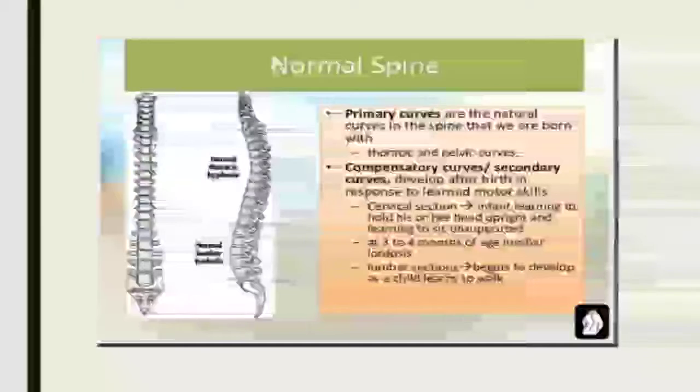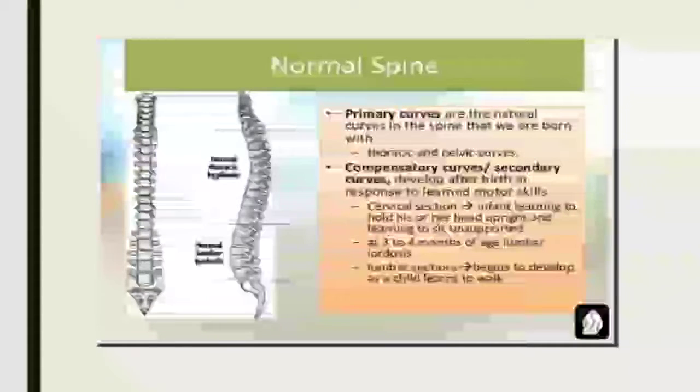Cervical section: an infant learning to hold his or her head upright and learning to sit unsupported, at 3 to 4 months of age. Lumbar lordosis: the lumbar section begins to develop as a child learns to walk.